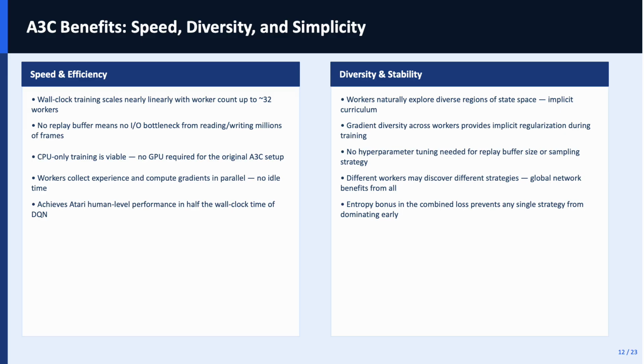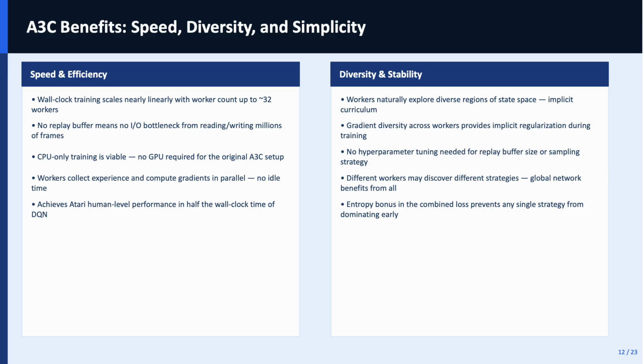A3C's most valuable properties are its wall clock efficiency and its implicit curriculum. On wall clock efficiency, because workers run entirely in parallel on separate CPU cores, adding more workers directly reduces the time required to collect a fixed amount of experience, and this scaling holds nearly linearly up to around 32 workers.